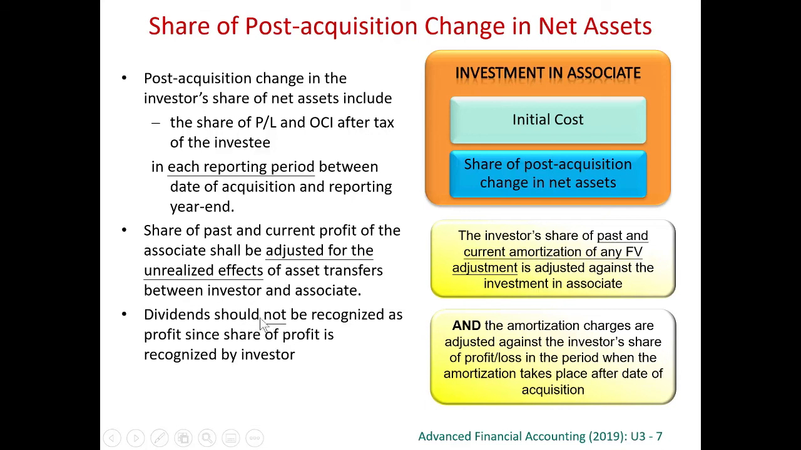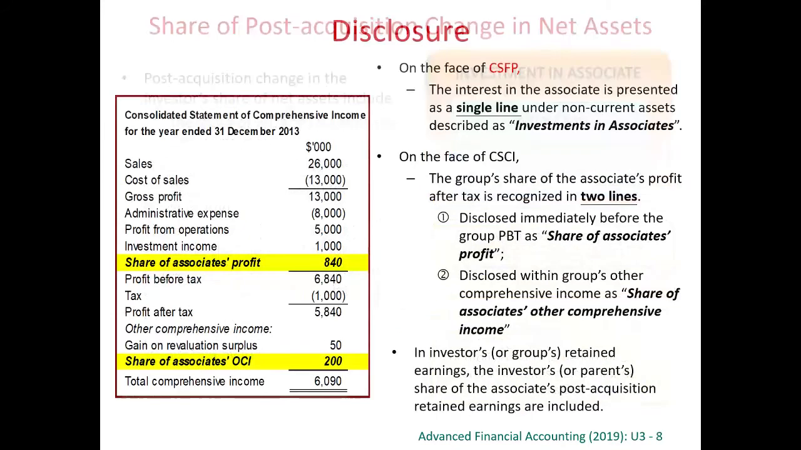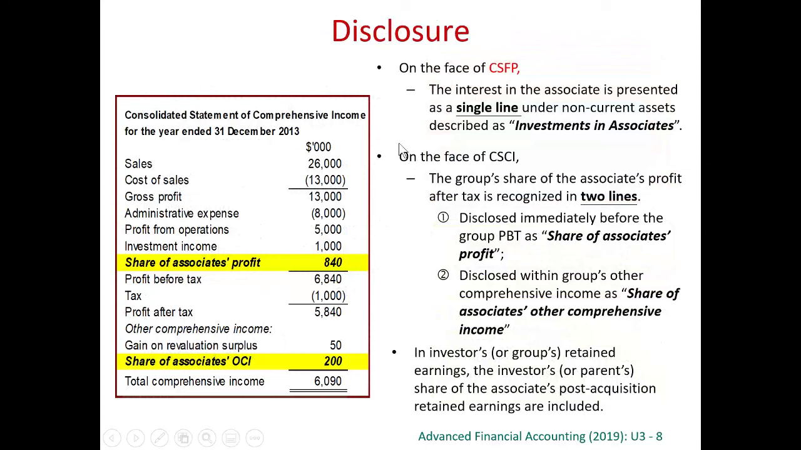Dividend should not be recognized as profit. In the parent's own book, they have recorded dividend income, and therefore now we may have to eliminate some of this dividend income. So this is what we will find for investment in associate.